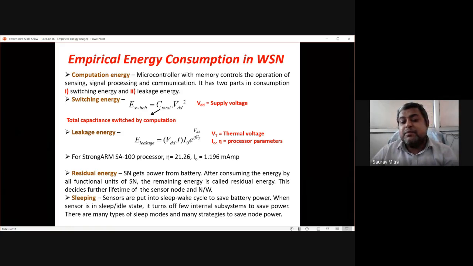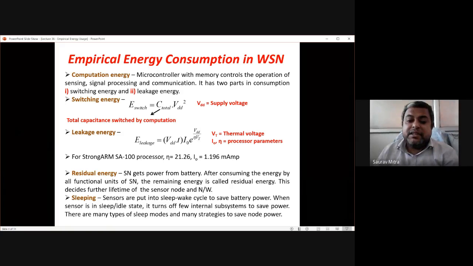When a sensor is in the sleep or idle state, it turns off a few internal subsystems to save power. The communication subsystem is definitely off, the sensing subsystem is definitely off, and the microcontroller is kept on just for station keeping. It is like the heart of our body. Even if you are sleeping, the heart is beating, pumping just to keep the body alive. Similarly, whenever the whole node goes into sleep mode, the microcontroller maintains the basic operations, like timekeeping and date keeping, even if the whole node has gone into sleep or idle state.